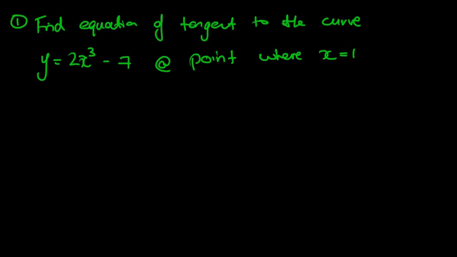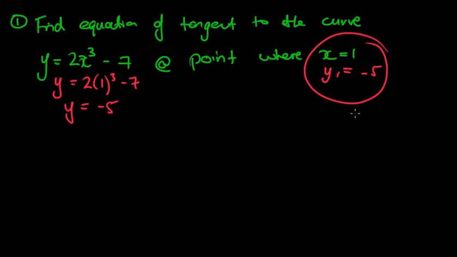We've got the x point there, so we can easily find the y point by putting x equals 1 into this. So y would equal 2 times 1 cubed minus 7. So y is equal to, well, 1 cubed is 1, 2 times 1 is 2, 2 minus 7 is minus 5. So we can use our coordinates there of our point as 1 and -5. That's very important. We will need that at some stage. Doesn't matter what order you do that in, as long as it's done at some stage.